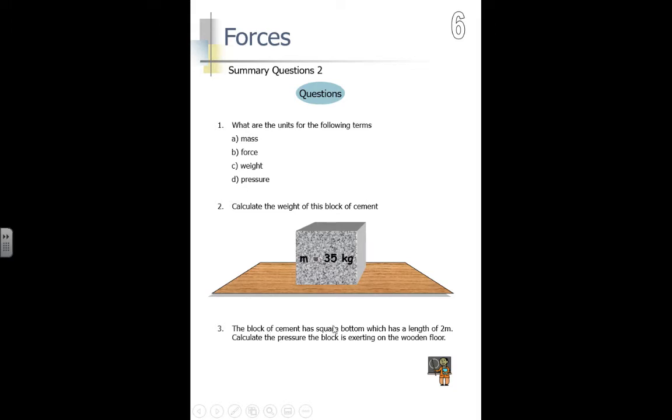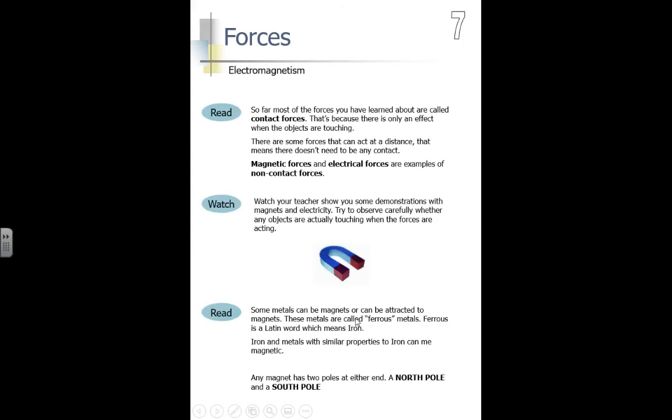The block of cement has a square bottom, so it's the same on all sides at the bottom. And each of those lengths is 2 meters. So think about what meter squared area that will be, and then think about what the pressure exerted on the floor would be.